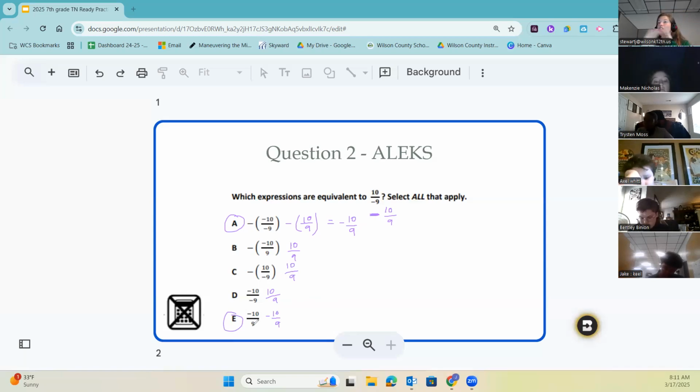I did no calculations here. Didn't need to touch a calculator, even if I wanted to. Even if I was allowed to, I didn't need to. Even if I was allowed to, I shouldn't have, right? Okay? Because we know our integer rules. We can go through those. All right?